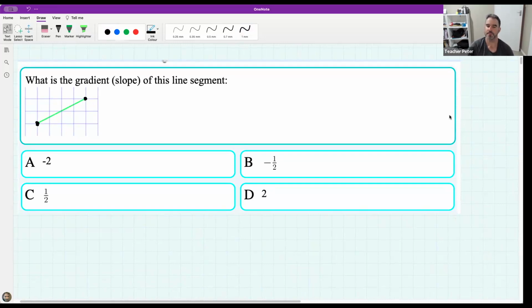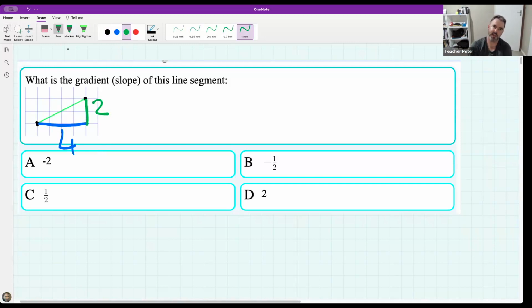What is the gradient in the case of this straight line? Is it A, B, C, or D? What do we think? 1, 2, 3, 4 across. 1. So which option should we choose?